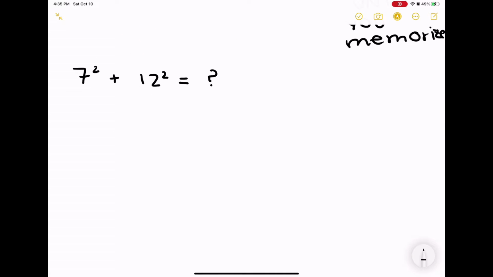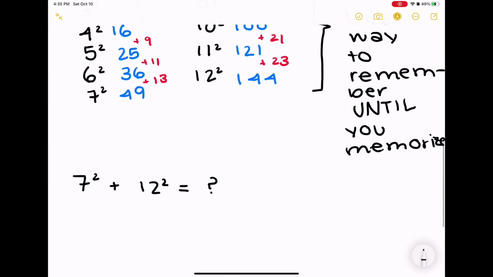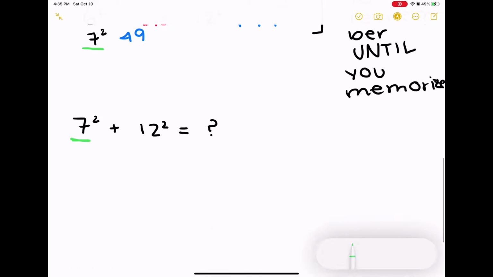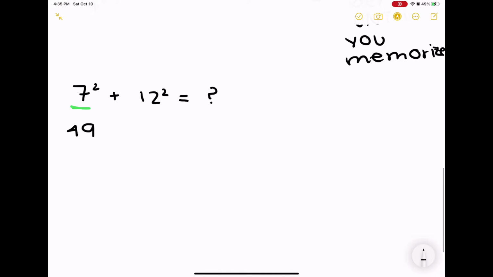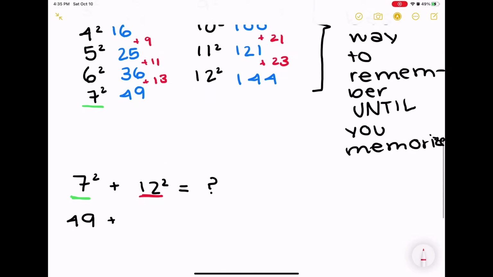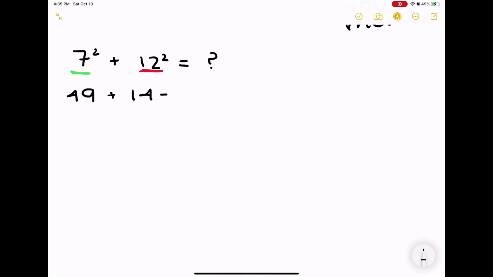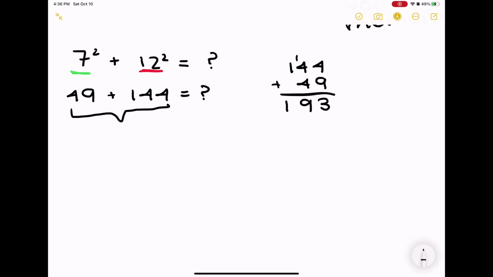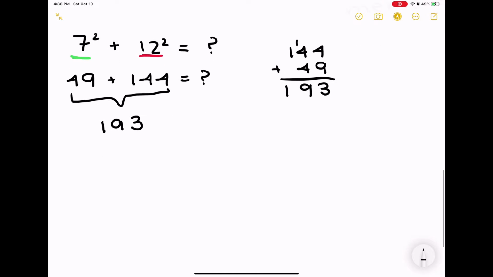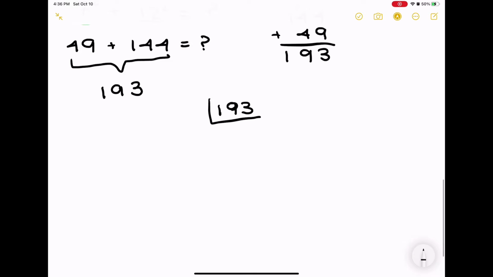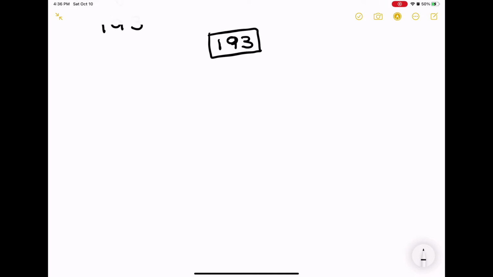Now let's move on to a practice problem. 7 squared plus 12 squared is equal to what? So let's refer back to our chart. 7 squared is equal to 49 plus 12 squared, which back to our chart is 144. Now, we're just going to add those because that's what the problem is asking for. And we get 193. So that's our answer, but in the next couple problems, I will be going more in depth on how we get here and what are the steps we take.